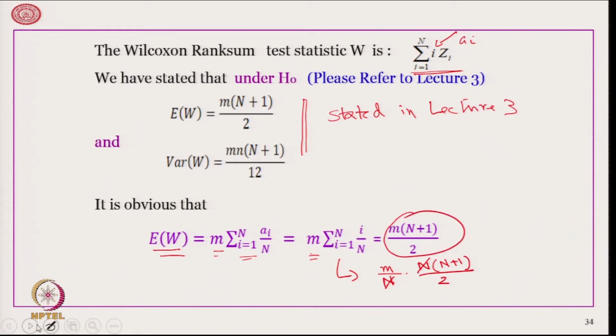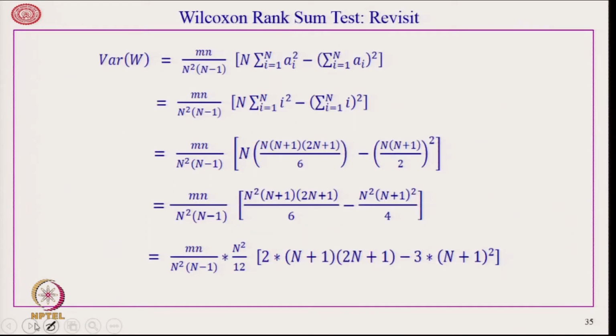In a similar way, what is going to be the variance? Now, the variance of W is equal to this term that we have already calculated. Now, let us put the value of a_i.